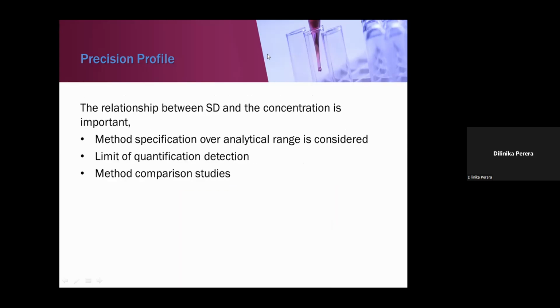There are certain conditions where it is important that we use it. It is important to find the method specification over the analytical range considered, the limit of quantification and detection, and in method comparison studies. So the precision profile is important when you are using it for method comparison studies, and when you are checking the analytical range. There are certain other graphs; I have put only one type here, and it depends. This is one type of graph I have mentioned.